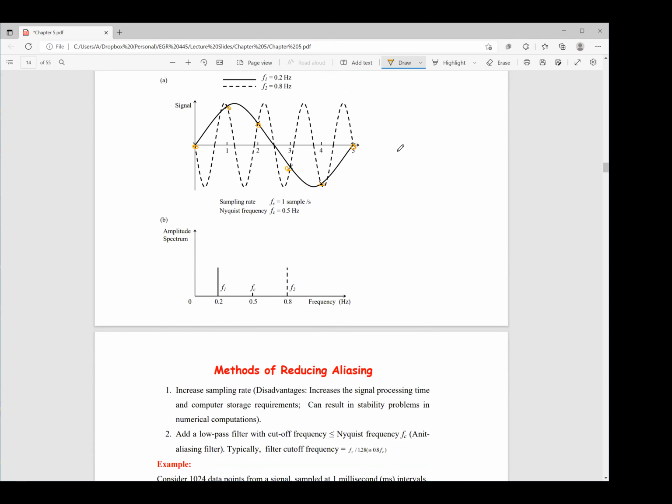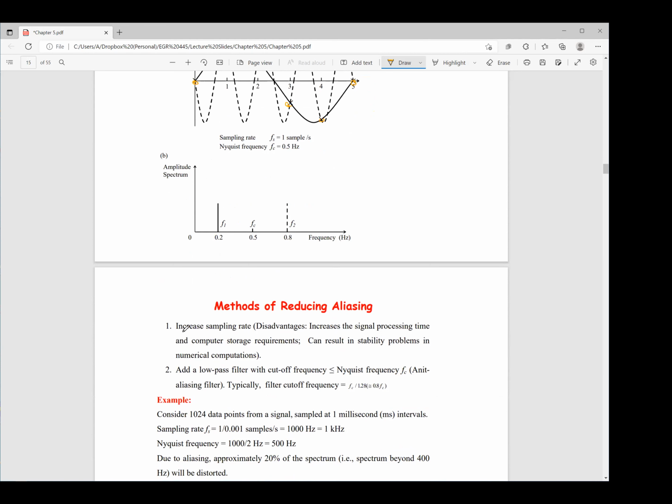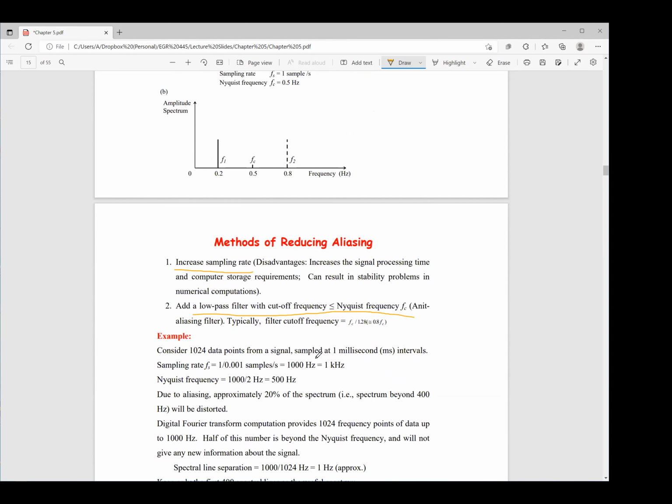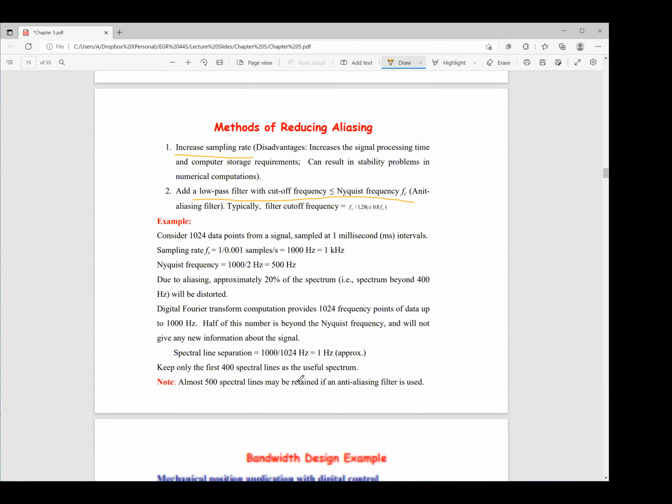And how do we reduce the aliasing? Clearly, if I increase the sampling rate, then the aliasing would be reduced. If I add low pass filtering and make sure that the low pass cutoff frequency is less than the Nyquist frequency, which is also called an anti-aliasing filter, then I can reduce the aliasing. I will work out this example in the next class.